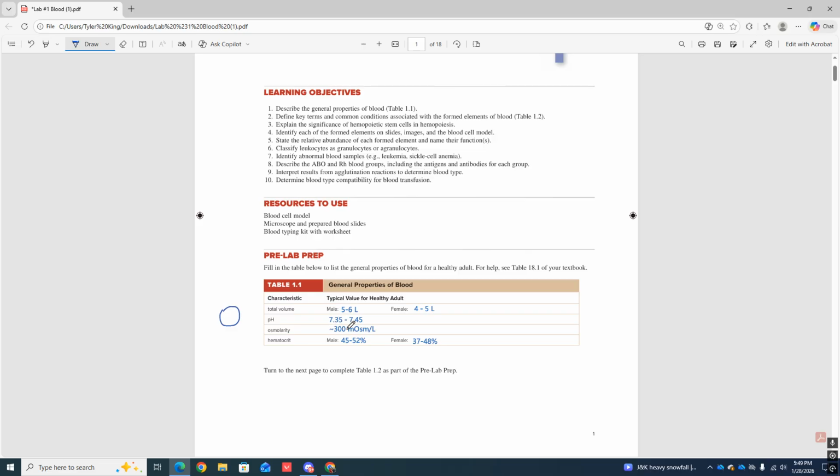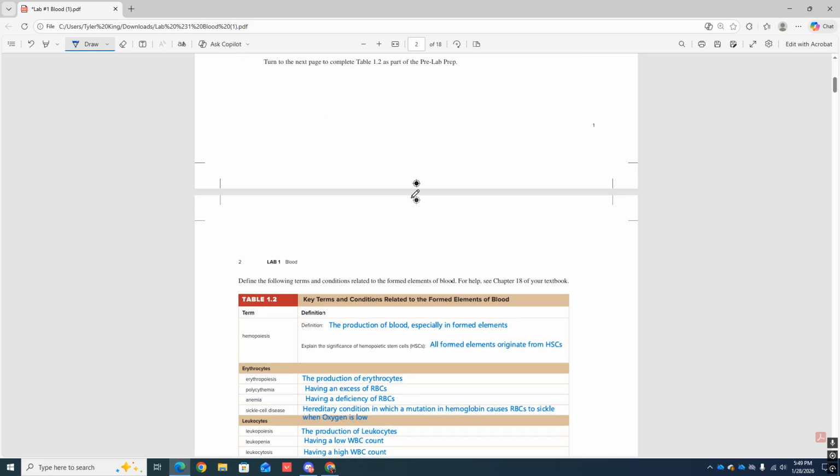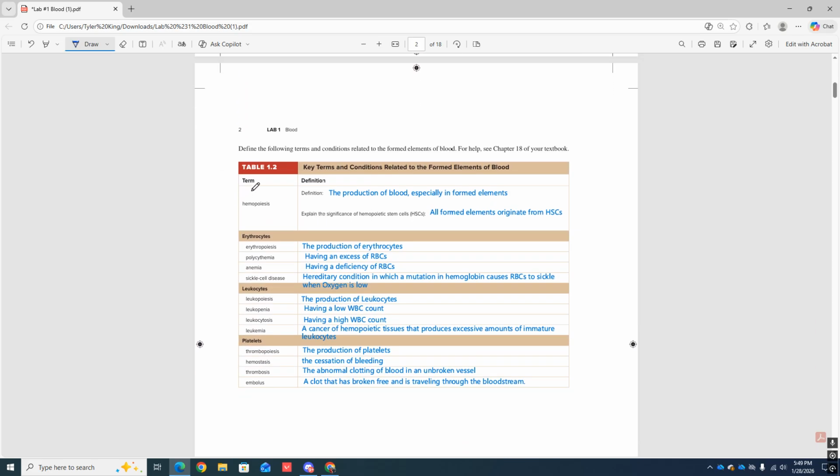And then the hematocrit for males, once again, runs a little higher, about 45 to 52%. For females, it's around 37 to 48%. So if you can get a number within either of these ranges, you're golden if we throw a question at you asking about hematocrit, okay? That's the first learning objective right there: describing general properties of blood, table 1.1, easy peasy, all right? Scrolling down here, this is the second learning objective, okay?